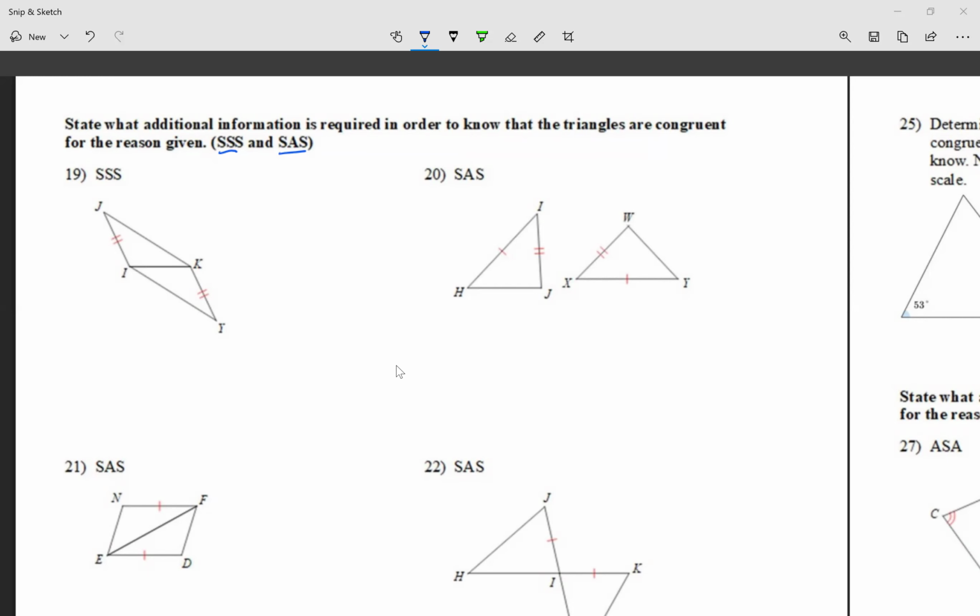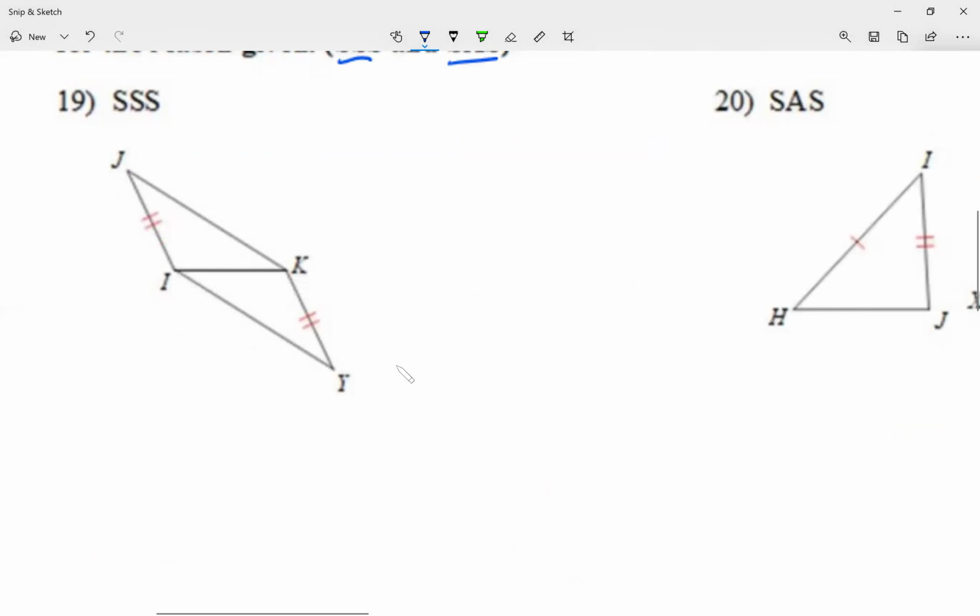Here, state what additional information is required in order to know that the triangles are congruent for the reason given. So here, I'm looking at things given directly and things given indirectly. What I mean by indirectly is, can you mark an angle or a side that is not marked? Remember, you can mark an angle if it follows the vertical angle theorem, if two angles make an X. Sides, you can mark, in this case this side, because it is shared by both triangles.